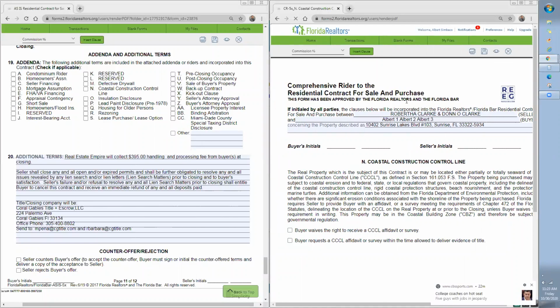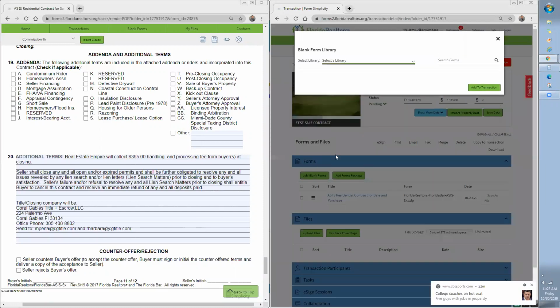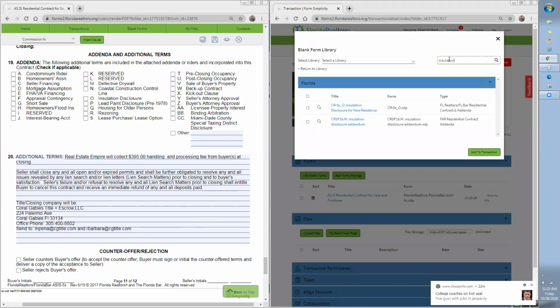All right, so let's move on and go to the installation disclosure. This is another disclosure that you will not use very often, or if at all. It is basically for homes that are up north. Okay?